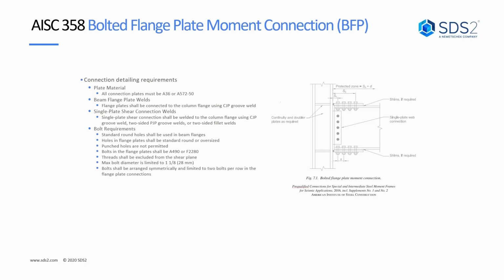Your single plate shear connections have some requirements there as well. Out of the box, SDS2 is going to provide you with the double-sided fillet weld. You do have some control over that within the connection component window. And then there are some specific bolting requirements as far as standard round holes in the flanges. Flange plates can be standard round or oversized.